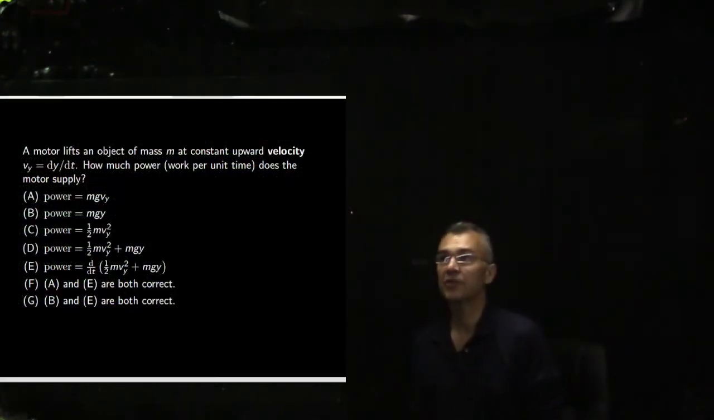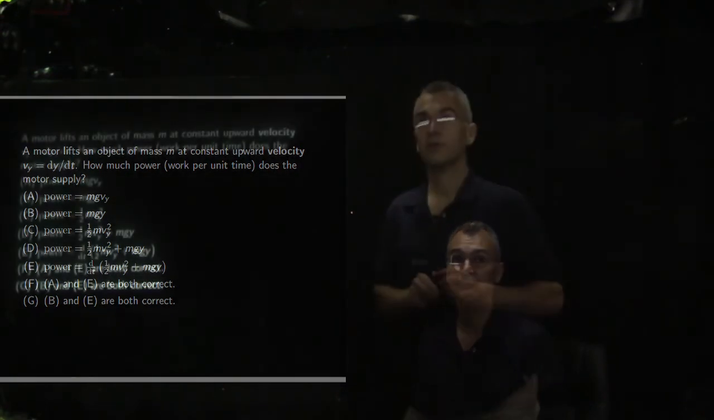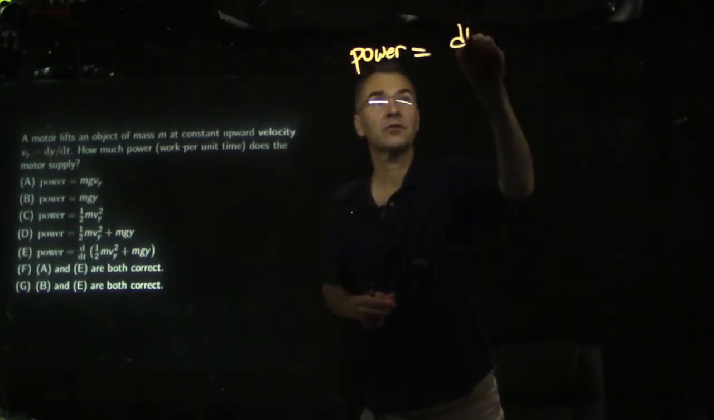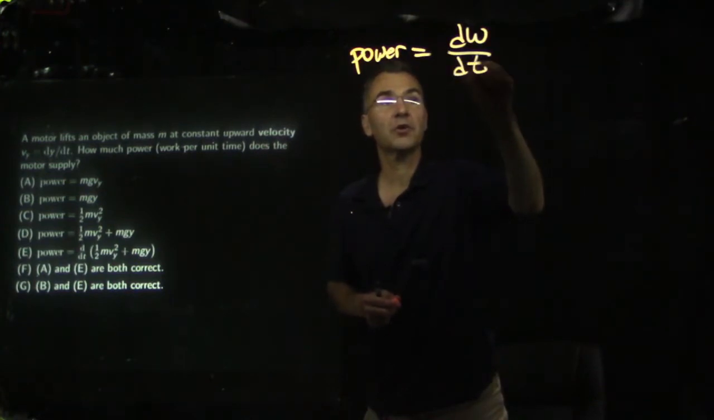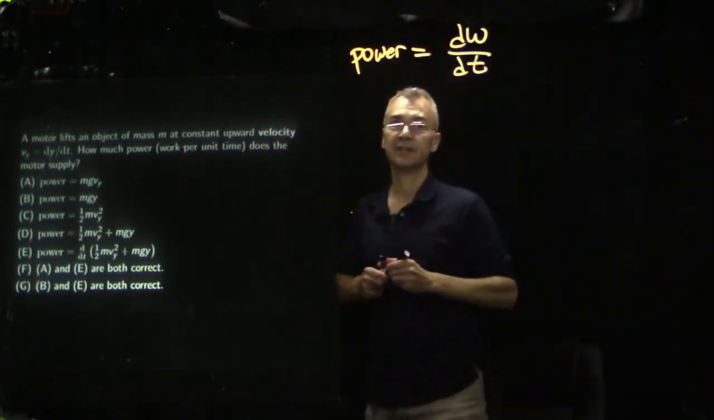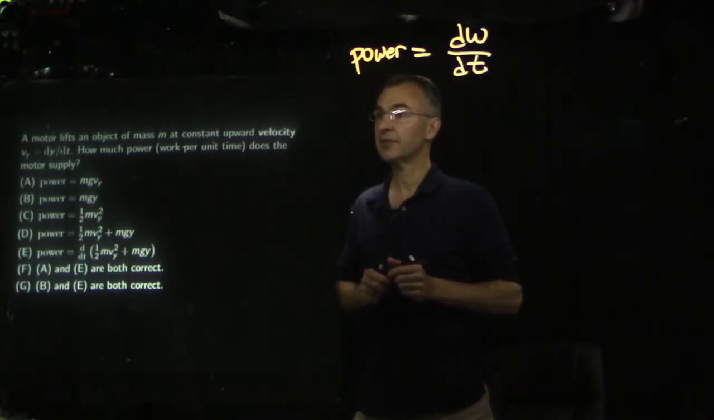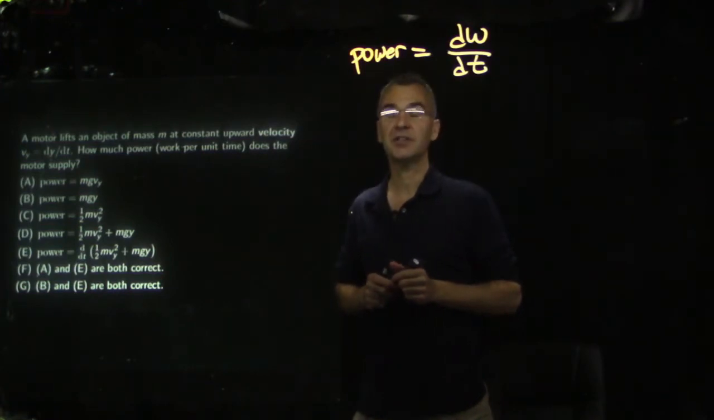A motor lifts an object of mass m at constant upward velocity v sub y equals dy by dt. How much power, power being work per unit time, does the motor supply? Okay, so power is the work per unit time, and we are lifting the object of mass m at constant upward velocity dy by dt.